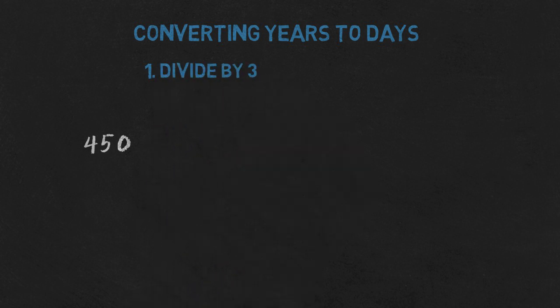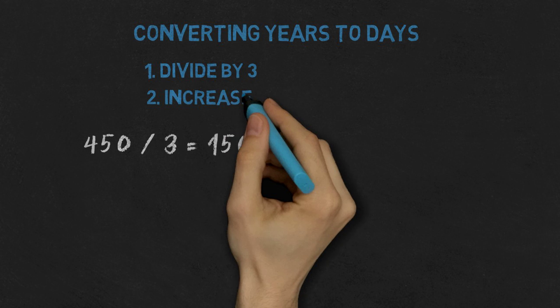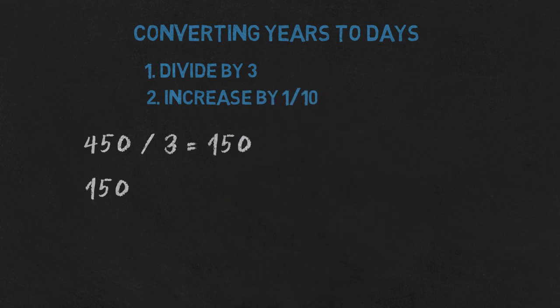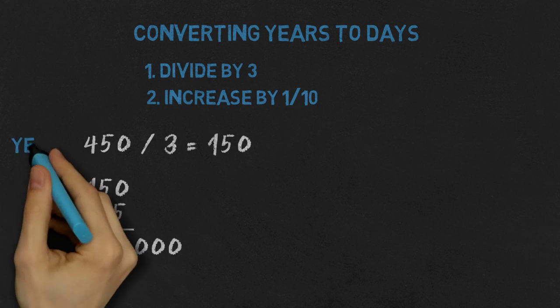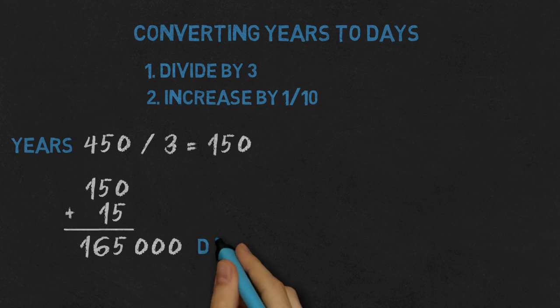First, let's divide it by 3, so we get 150. Now we increase it by 1/10. We can easily do it like this, just adding the same number with comma moved left. 150 plus 15 is 165. And that's it! That is our result in thousands. 450 years is around 165,000 days.